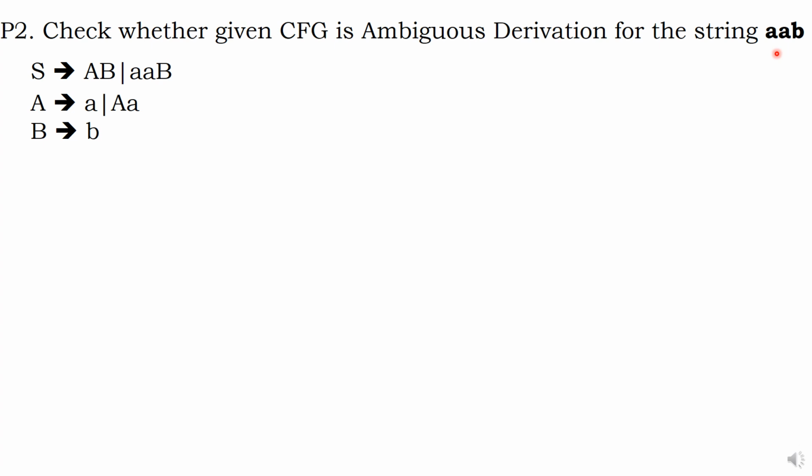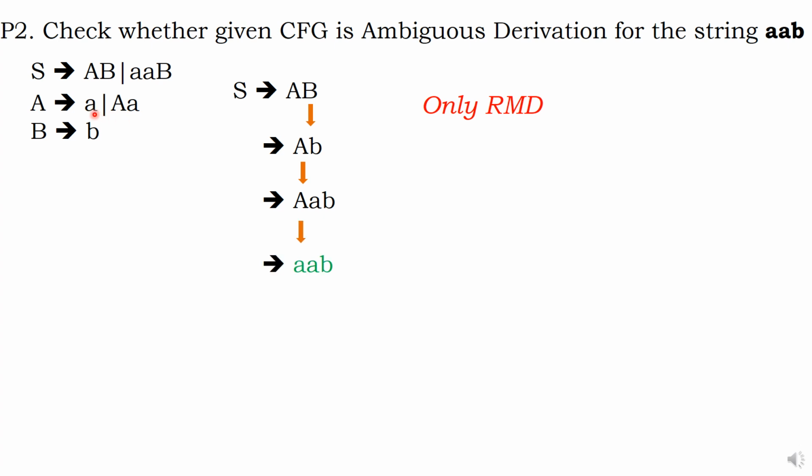AAB is the result. Let me start with S giving AB. I am going to prefer RMD because the previous problem was LMD, just to give some different ideas. This B I want to replace. I don't have an option, this B only, because our aim is AAB. Now I need two small letter a's. I have this A. I can replace this A by a, but then it stops, so let me make it AA. Then this A again I will replace by a. Completed. Now I got the result AAB through derivation, and I preferred RMD.